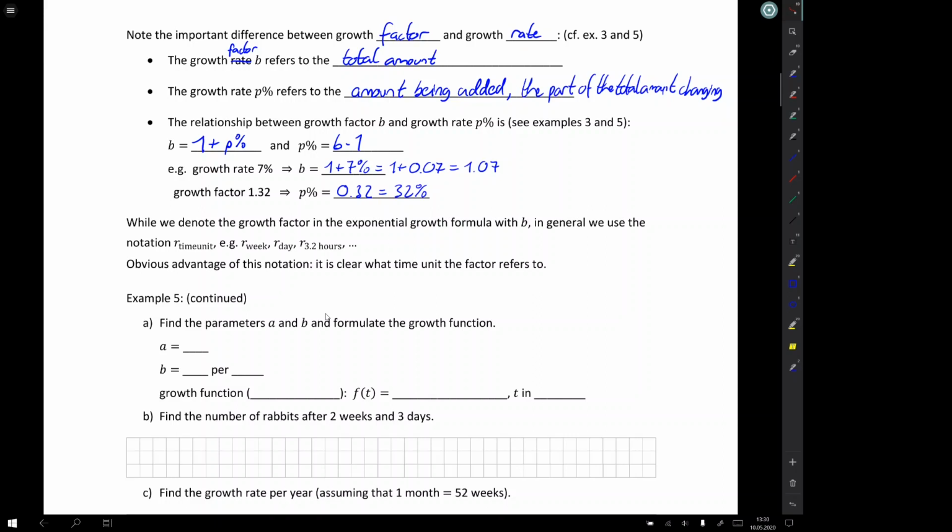Let's continue with the example 5 that we started before. So what are the a and the b in our growth function? a is 100, the starting amount, the initial amount, and b is the 1.2 per week, the growth factor per week. So our growth function, referring to the number of rabbits, is just 100 times 1.2 to the power of t, t in weeks, time in weeks.